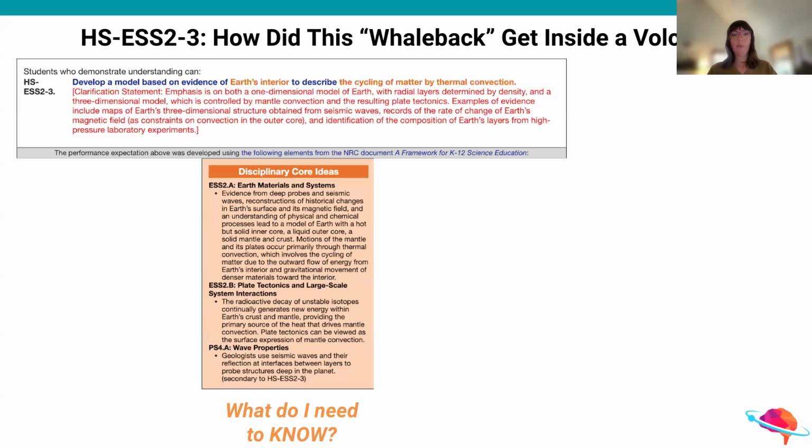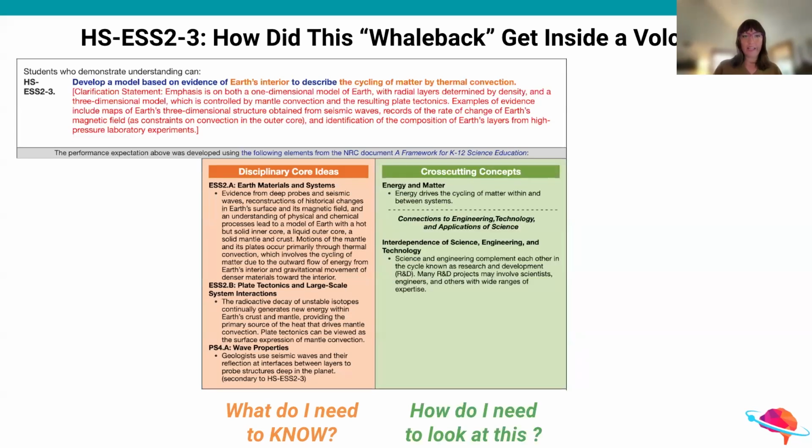Okay, that's a mouthful. But in order to approach proficiency, students need to know DCI, content, facts, and ideas about Earth's materials and systems and plate tectonics and the properties of waves. Those DCI elements we see bulleted there in the orange box. They also must look at and think about the phenomena through the lens of the cross-cutting concept. And in this case, that's energy driving the cycling of matter.